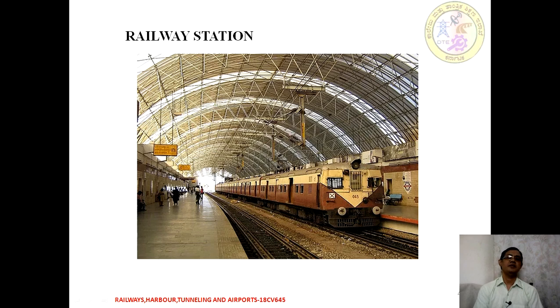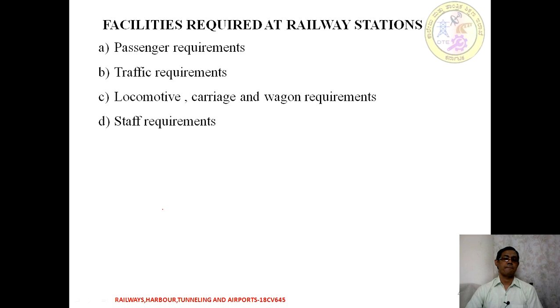This image shows a railway station, in which we can see the platform and the track. This might be the first platform and this might be a second platform. Depending upon the capacity, a number of platforms are there, and they are covered by a shelter. Apart from that, try to see that many facilities are provided over the length of the station.